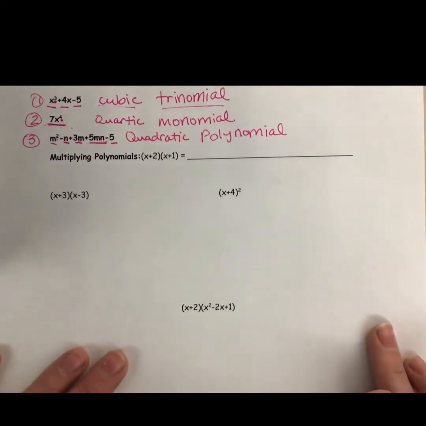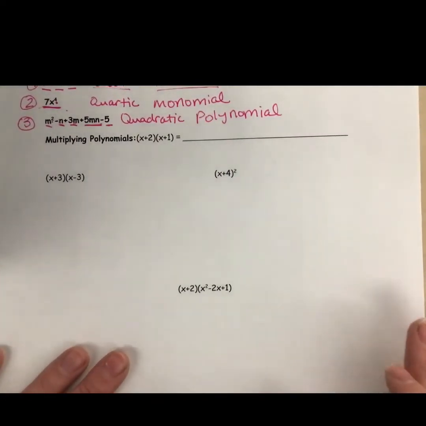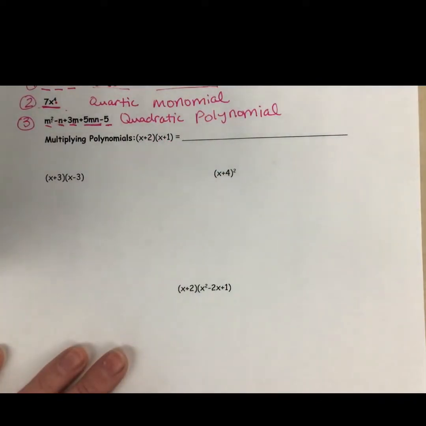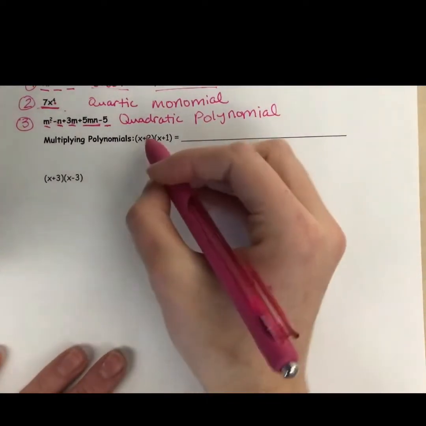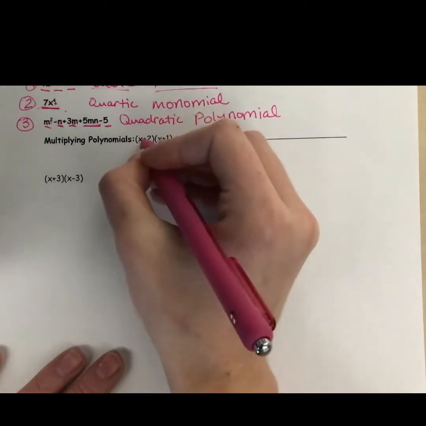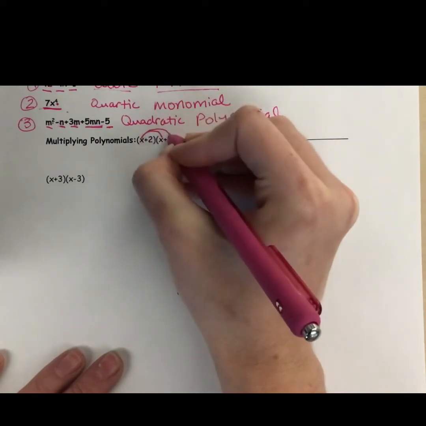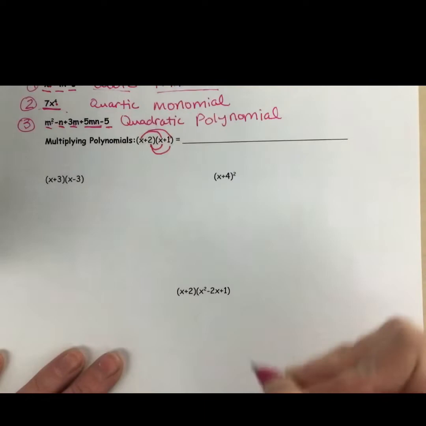All right, so the next part of today, we're going to talk about multiplying polynomials. Specifically, we're looking at multiplying these 2 binomials together. Remember, when we multiply these 2 things together, we don't only multiply one thing from the left to the right, but we multiply everything by everything. The first together, the outsides together, the inside terms, and the last terms.